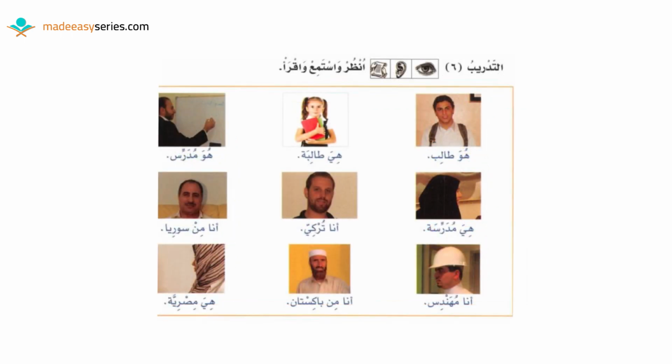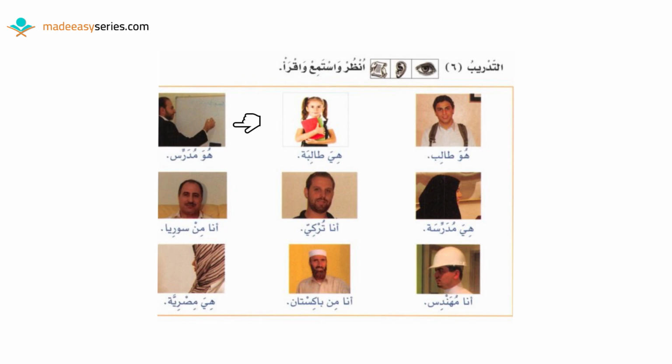It says التدريب السادس, the sixth exercise. It says انظر, which means look, واستمع, and listen, وقرأ, and read. Here we're going to take some of the important phrases that we took in the three conversations. Number one, from the top right side, we have هو طالب. هو طالب means he is a student, a male student. Then we have هي طالبة. هي طالبة means she's a female student.